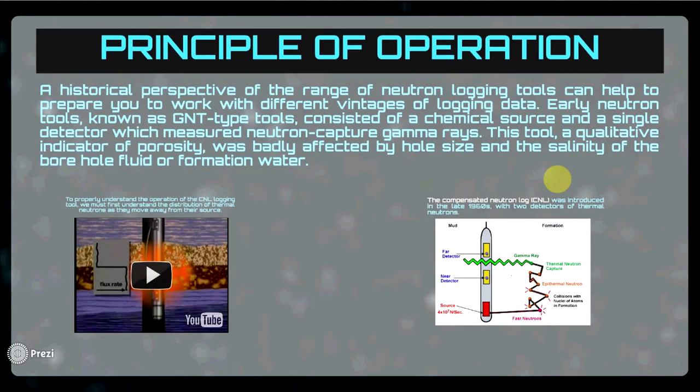Principle of operation. A historical perspective of the range of neutron logging tools can help to prepare you to work with different vintages of logging data. Early neutron tools, known as GNT type tools, consisted of a chemical source and a single detector which measured neutron capture gamma rays. This tool, a qualitative indicator of porosity, was badly affected by hole size and the salinity of the borehole fluid or formation water.